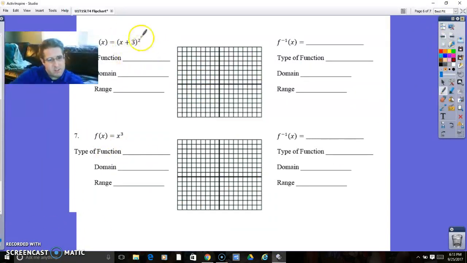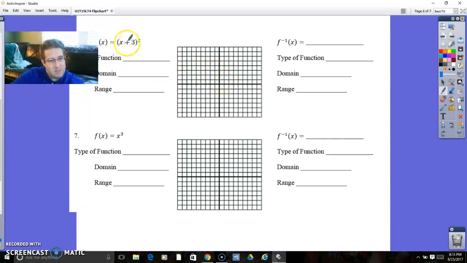I'm going to do the quadratic, so (x + 3) squared. That's just like x squared. Remember, x squared goes right through the origin like that. But the plus 3 means it moves 3 to the left. Now, I'm going to prove that, and I'm just going to use 3 to the left, because it goes the opposite of what you would normally think.